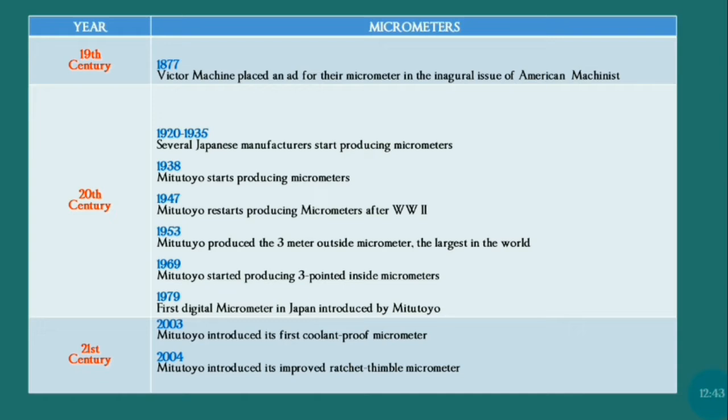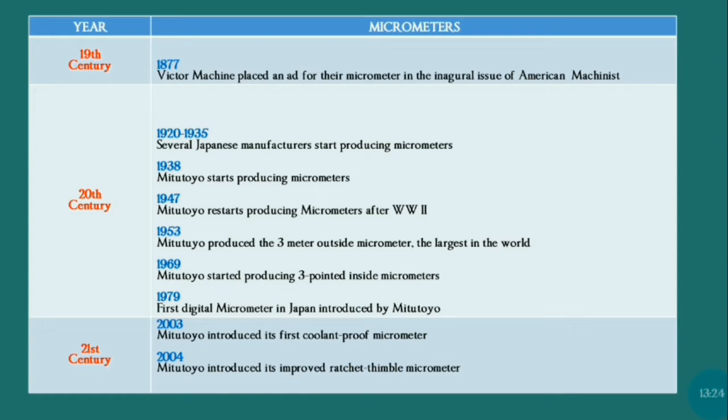In addition to the standard ratchet stop, this feature was added to provide constant pressure, making it easy for an operator to use it with one hand. Hardened and ground spindle threads achieved higher accuracy and durability. Carbide tip measuring faces gave more precision and durability. The conventional ring clamp was redesigned to a lever-type spindle clamp. Special purpose micrometers for threads and other forms were produced, and a mechanical type digital counter was added to standard micrometers.